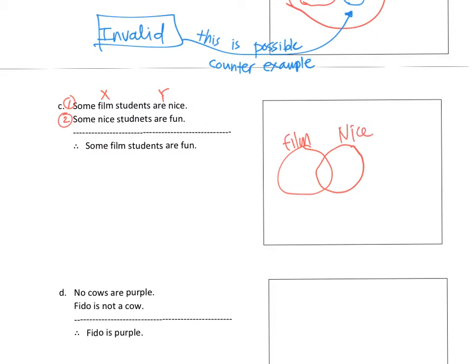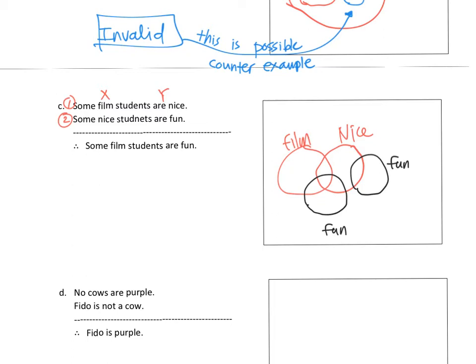Okay, let's look at the second premise. Some nice students are fun. So what are possible ways I can draw this? Again, nice and fun, they're not one inside the other. They have an overlap, they're not separated. So it's possible that it'd be like this. This is one possibility. That means fun and nice have overlap. It's also possible it's like this, right? So I have two cases for fun. Those are two possibilities. All right, let's look at the conclusion part then.